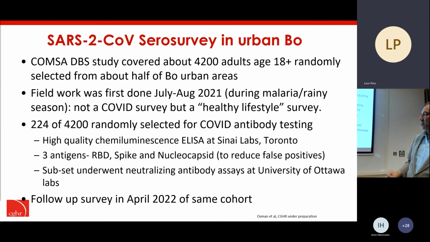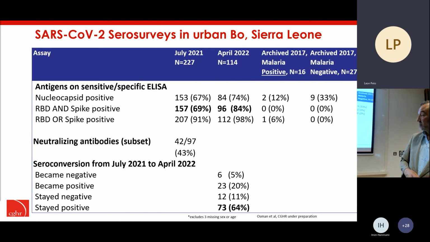And so of these, we randomly selected 224, and I brought them to Canada, smuggled in my luggage, so we could get them tested at Mount Sinai labs with a very good quality set of assays, and a subset underwent neutralizing antibodies. And then we also tested a cohort that was in April 22. And here are the key results.